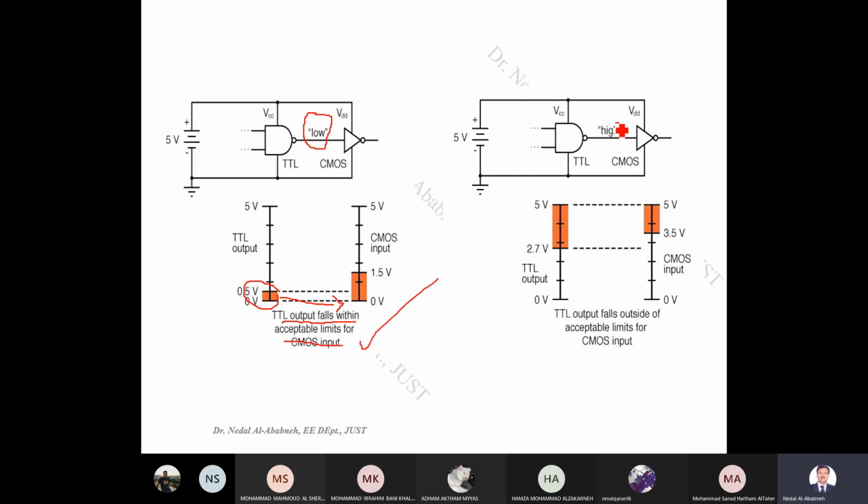Whereas when the output is high, notice here again the high TTL output range is larger than the range of the high input range. Therefore we do have a problem: the output falls outside the acceptable limits for CMOS, and both of them will have a problem. This is to explain more the idea of TTL and CMOS.